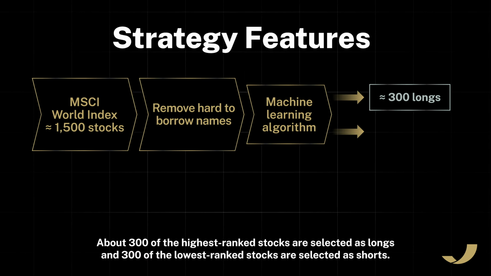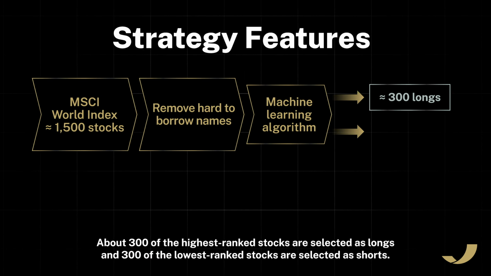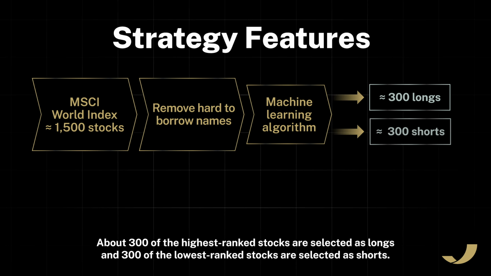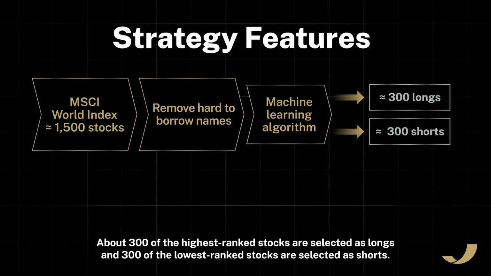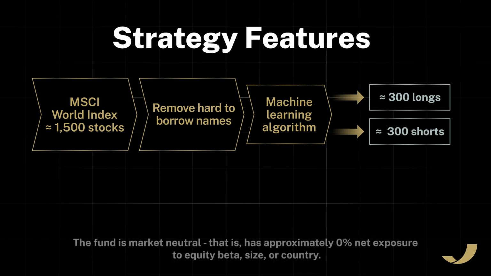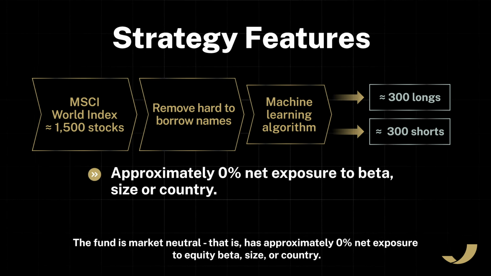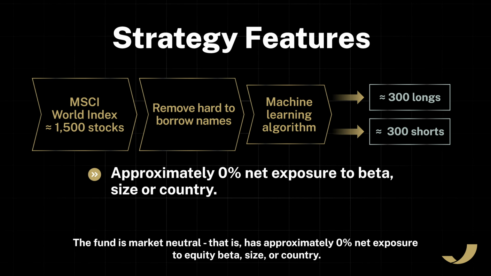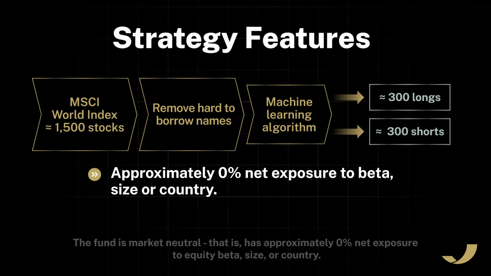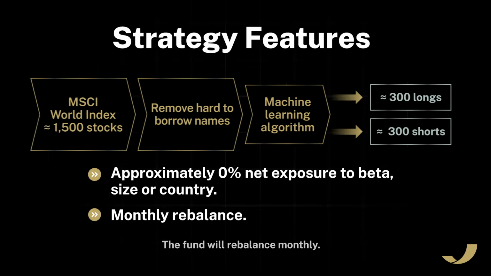About 300 of the highest ranked stocks are selected as longs, and 300 of the lowest ranked stocks are selected as shorts. The fund is market neutral, that is, has approximately 0% net exposure to equity beta, size, or country. The fund will rebalance monthly.